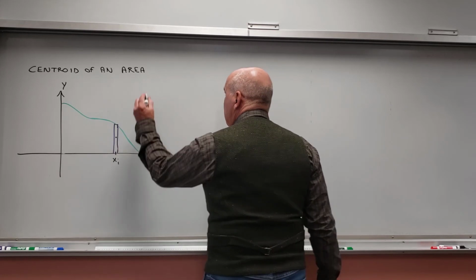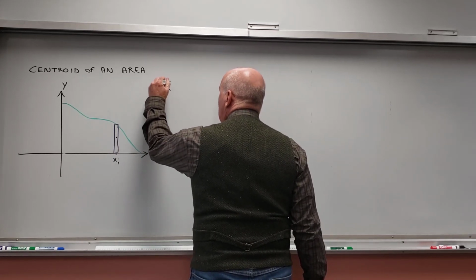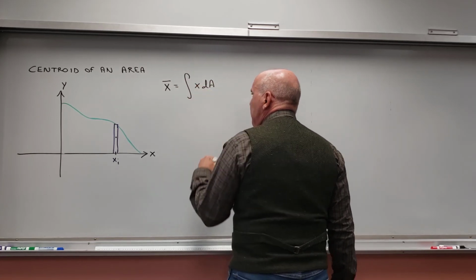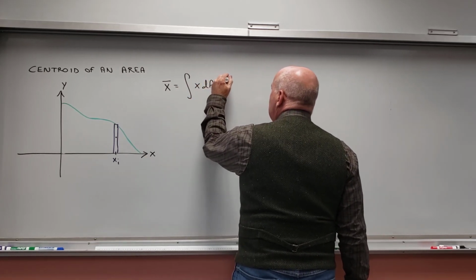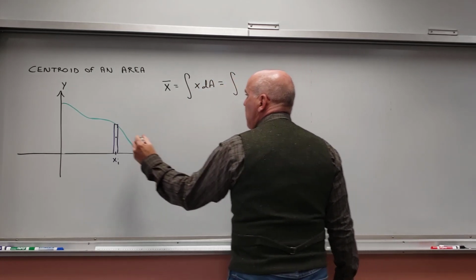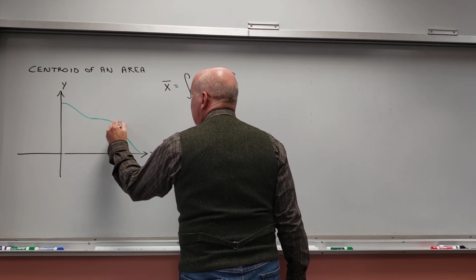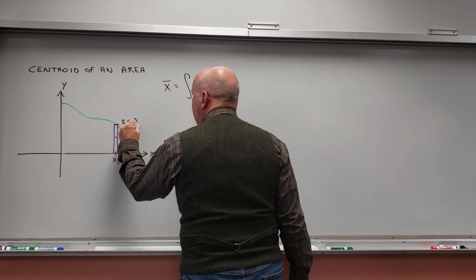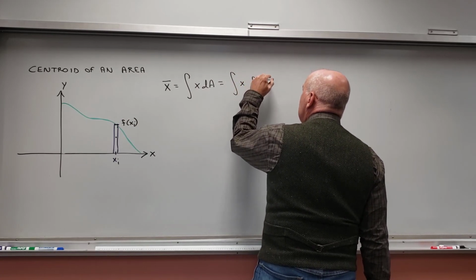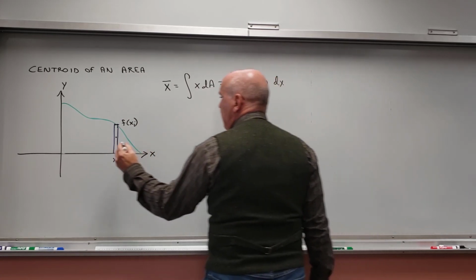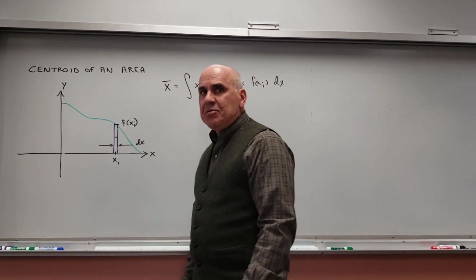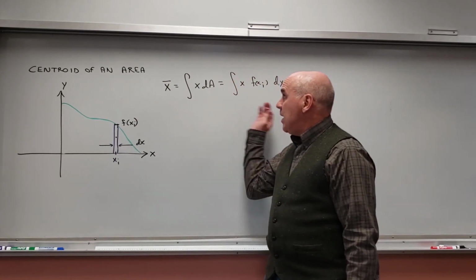And we know that the centroid of an area then, x bar, is equal to the integral of x times dA. But dA was equal to some height, right? So this is going to be f of x, that's f of x of I. So it's going to be x times f of x of I times dx, where dx is the thickness of this rectangle, right? So that's how we find the x bar.